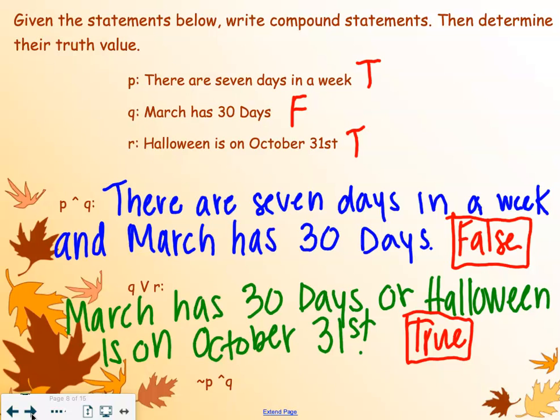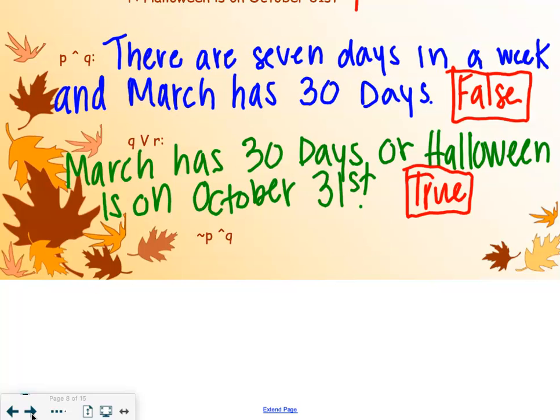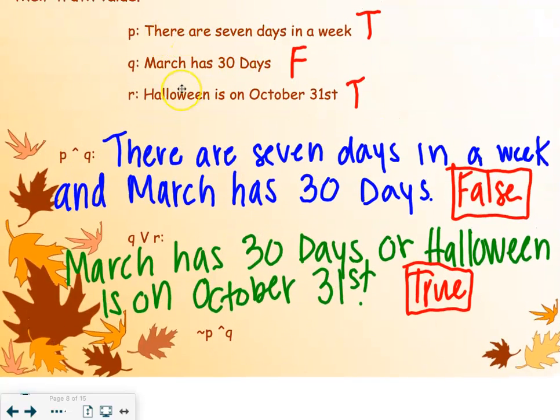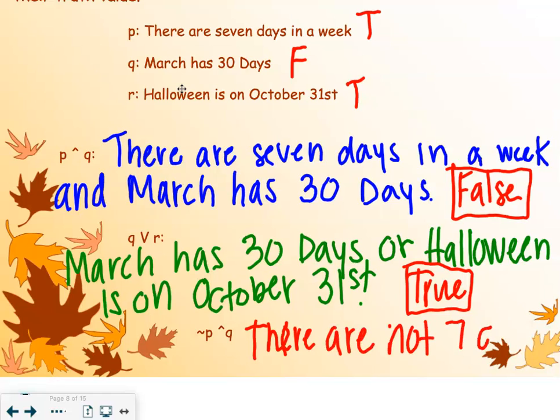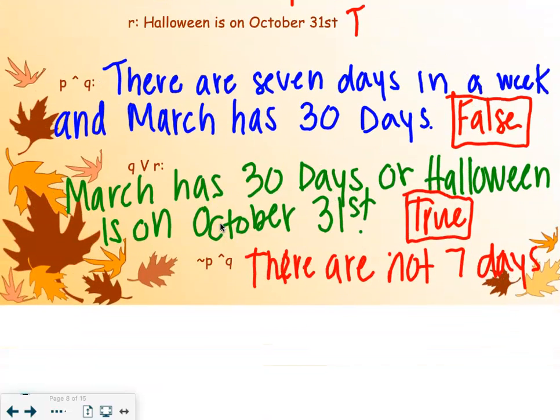Okay, what does this little squiggle in front of the P mean? Opposite, right? So I'm going to say the opposite of what P is. So what is P? Let's go back here and look. There are 7 days in a week. So what would I say? There are not 7 days in a week. What symbol is this? And. March has 30 days. So that's what we're going to write. There are not 7 days in a week, and March has 30 days.